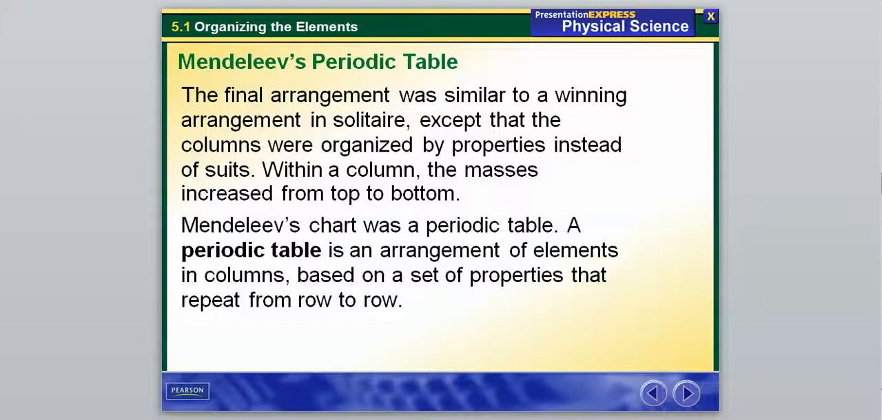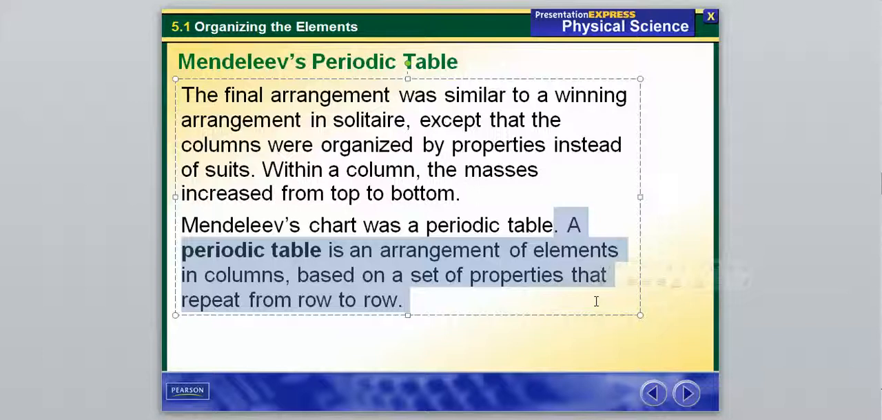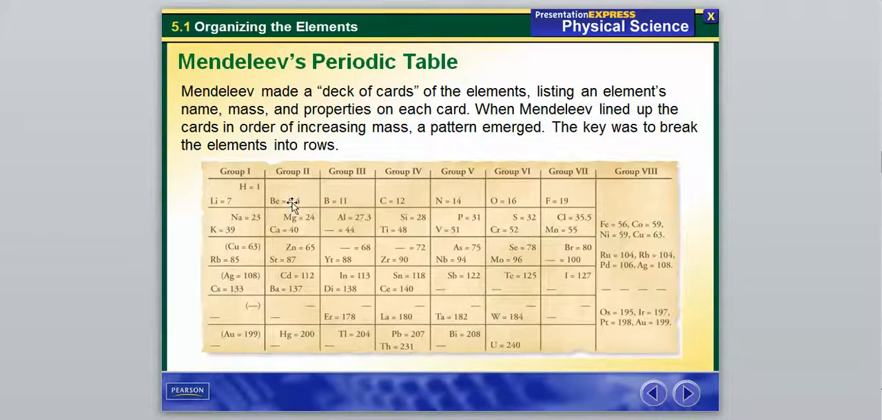And Mendeleev's chart was a periodic table, and a periodic table, so definitely write this down, is an arrangement of elements in columns based on a set of properties that repeat from row to row. That is kind of confusing, but basically what it's saying is that there are going to be patterns developing when we go from row to row as well as in the columns. So up and down we're going to have patterns, and across we're going to have patterns, which is a really unique and cool way to organize things when you think about how long ago he did this, and the fact that a lot of the elements were unknown, and he was still able to correctly predict how these things would lie.